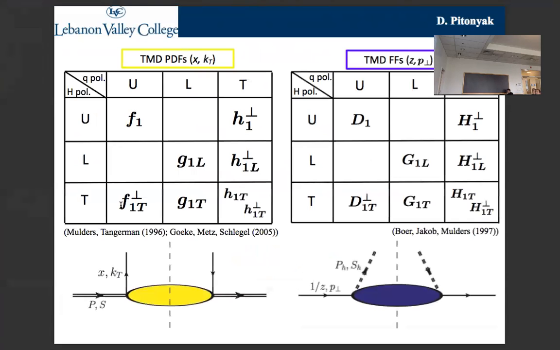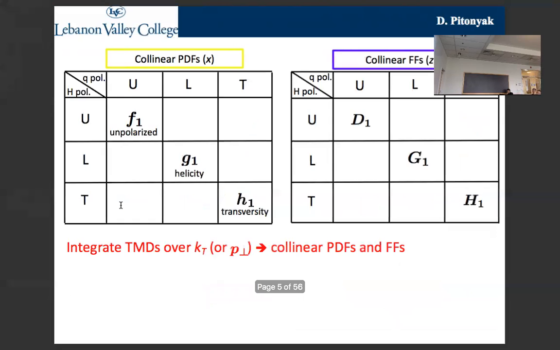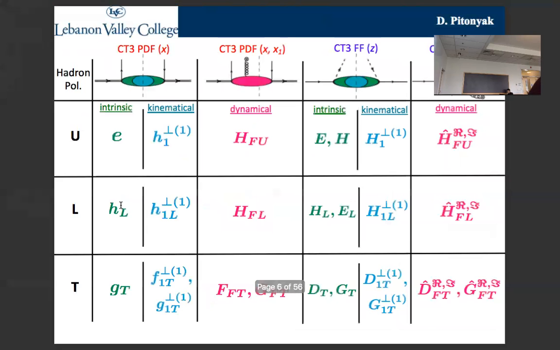Obviously I don't need to review TMDs to this crowd here. We know we have 8 TMDs at leading twist for the PDFs and the fragmentation functions, and these have been well studied and discussed, so I won't say any more about those. Of course, if we integrate over these TMDs, we end up with the collinear functions, but this is actually non-trivial within CSS, as I think Leonard will talk about tomorrow. What I want to spend a few minutes on is some of the functions that are less familiar to everyone, which are these collinear twist-three functions.